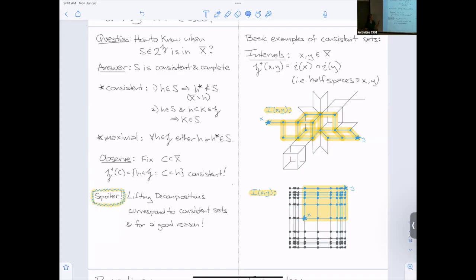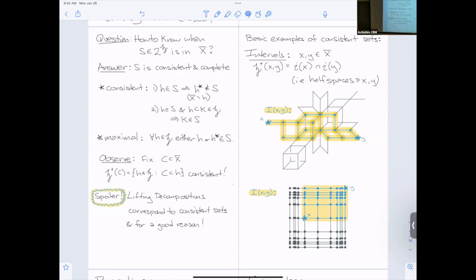So observe that if I chose a random subset of X bar, that the collection of half spaces that contain it have to be consistent. That's just immediate. And we're going to see, this is the spoiler, that lifting decompositions essentially amount to this description with some nicer properties. Okay, so intervals are the first example of such a lifting decomposition.